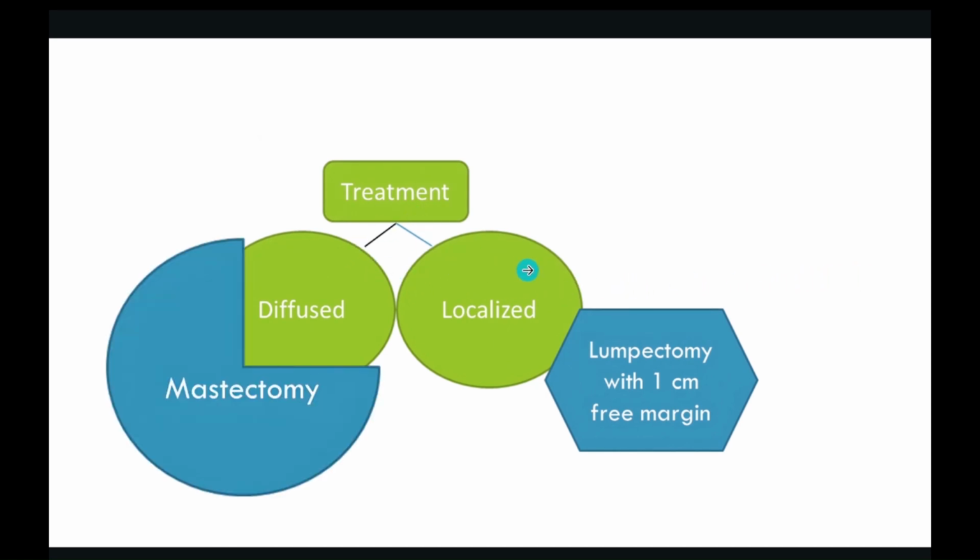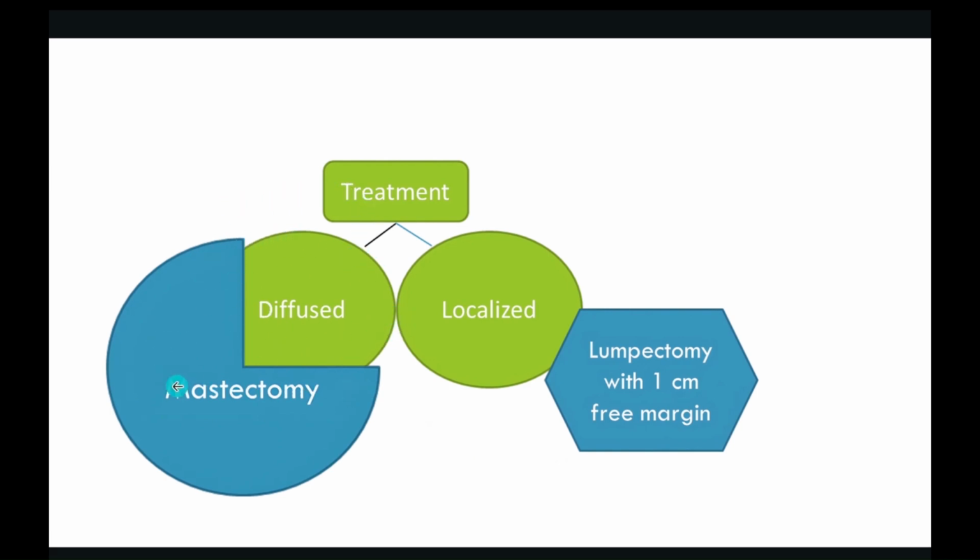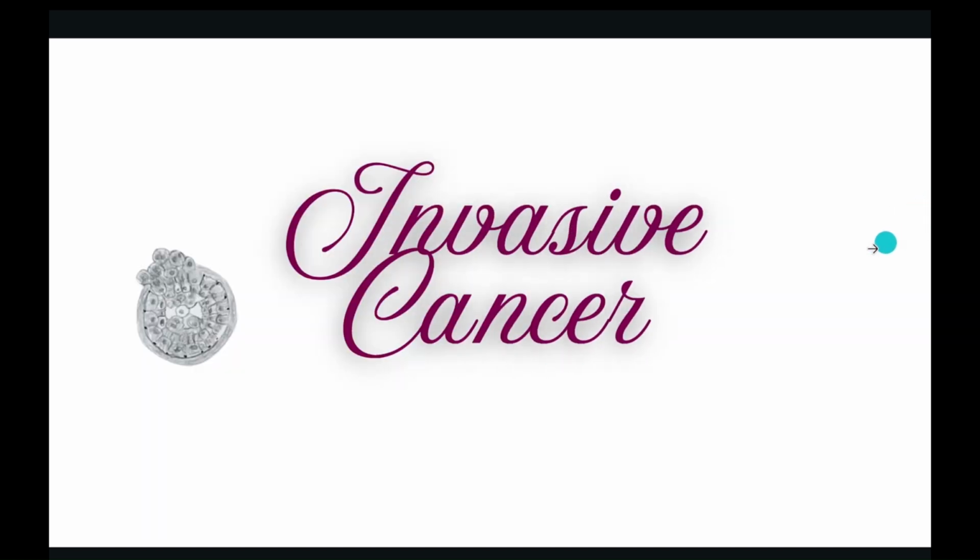The treatment, if it is localized disease, then we'll do lumpectomy with 1 centimeter free margin. If it is diffuse microcalcification, we will do mastectomy. These are the treatment options for DCIS. It is a precursor for development of invasive ductal carcinoma. Once the atypical cells or malignant cells cross the basement membrane of the acinus or the duct, we call it invasive cancer.